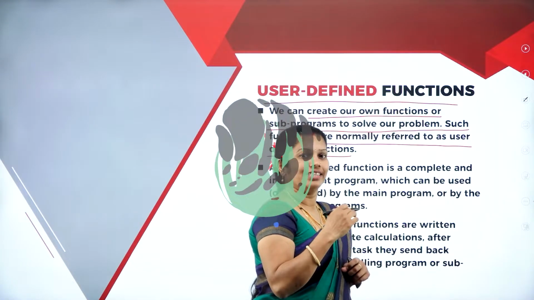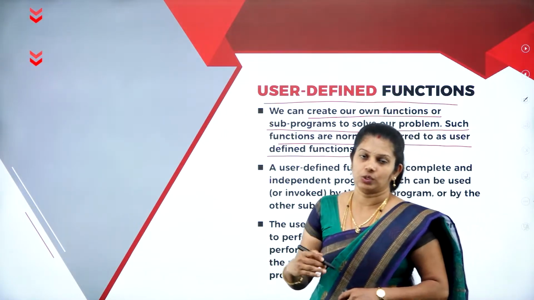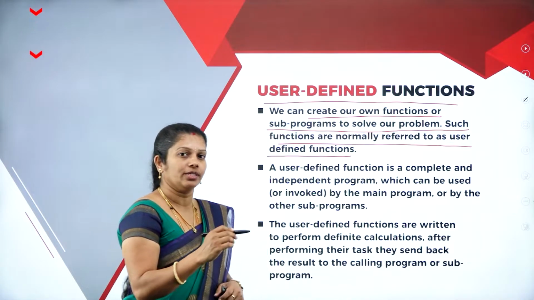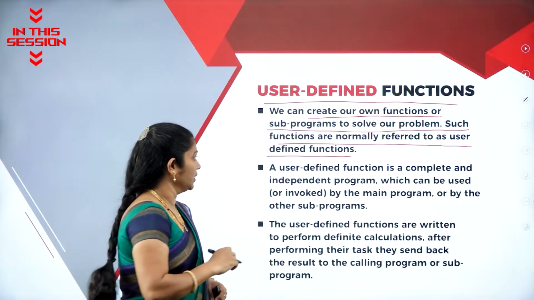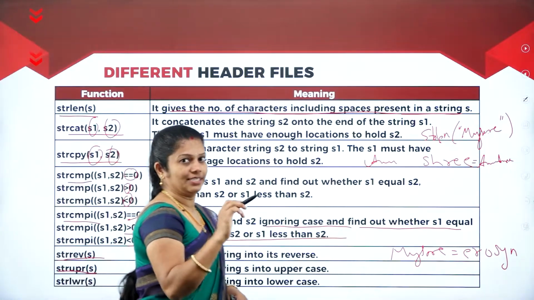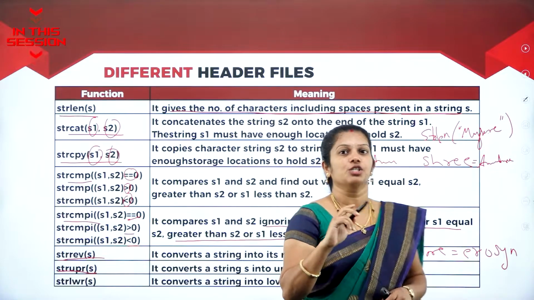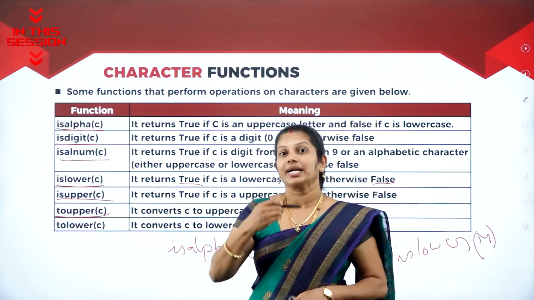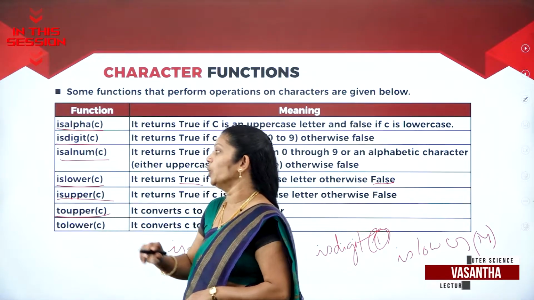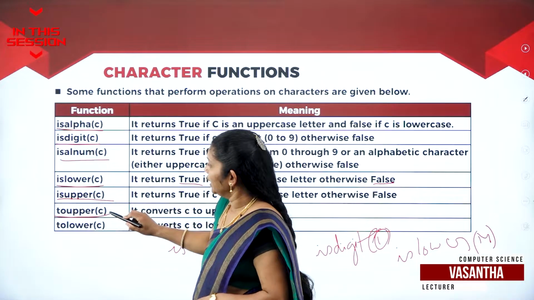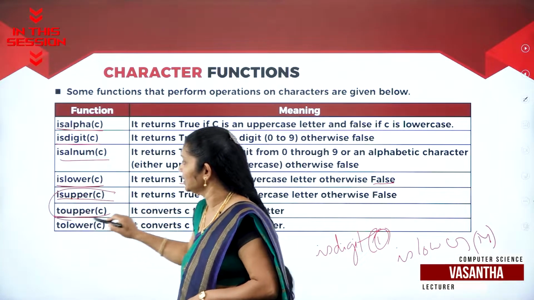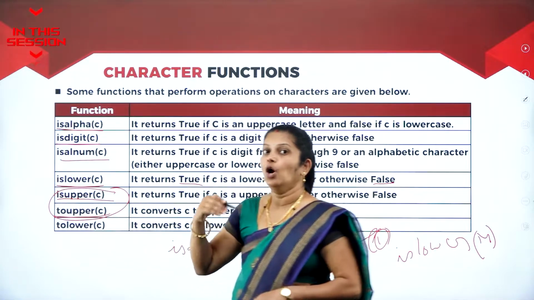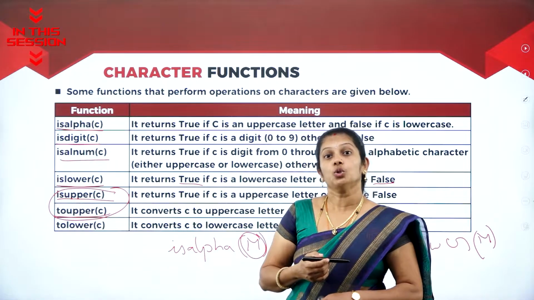Here, the user can define their own functions, whichever way the user wants. In that way, the user can define. That's why it is called a user-defined function. String upper, the name itself suggests that it will convert the given string to uppercase, that is, to capital letters. It will convert the given character to uppercase. But when you come to is upper, what happens? It will check whether it is in uppercase or not, whereas to upper will convert the given character to uppercase.